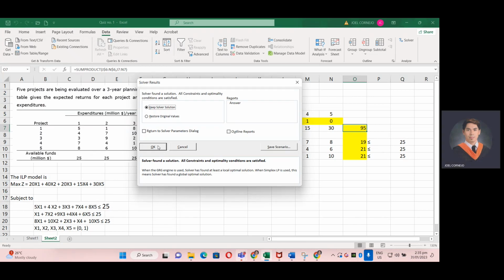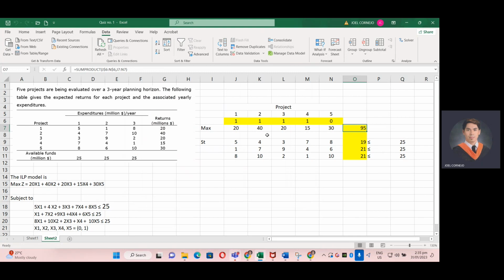Okay, then okay. So this is our final answer. We have 1, 1, 1, 1, and 0. Then our Z value or maximum profit natin is equal to 95. So therefore, you need to select project 1, project 2, project 3, and project 4.